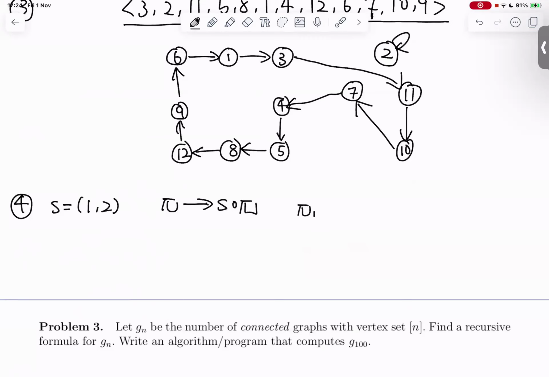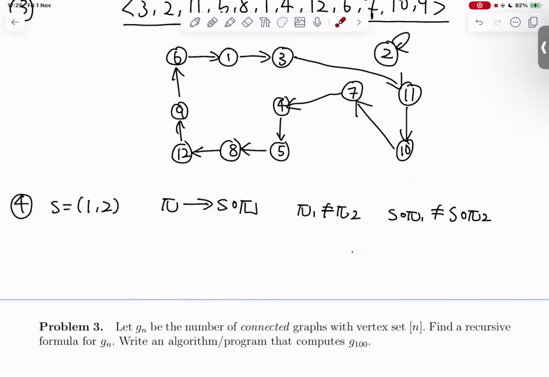It is 1 to 1, since if a particular permutation pi 1 is not equal to pi 2, then this composite function will also not be equal. And onto means that every permutation can be expressed like this, since if we want to obtain a permutation, we can just do another permutation and then swap 1 and 2.